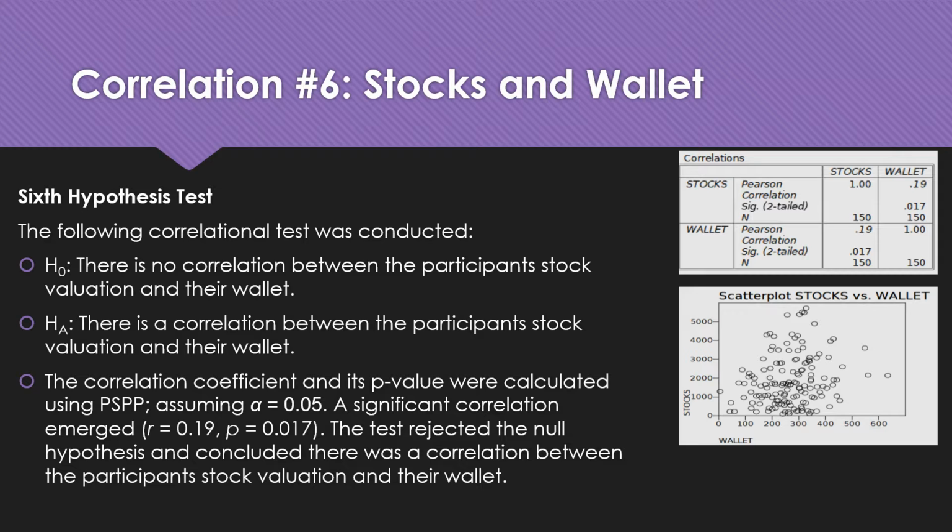The correlation coefficient and its p-value were calculated using PSPP. Assuming alpha equals 0.05, a significant correlation emerged where R equals 0.19 and P equals 0.017. The test rejected the null hypothesis and concluded there was a correlation between the participant stock valuation and their wallet, as we can see from the correlational test and the scatter plot diagram of stock and wallet.